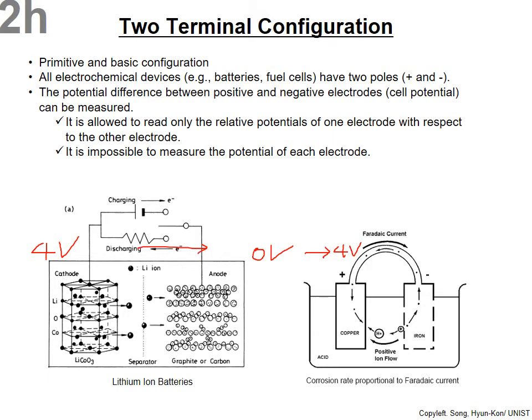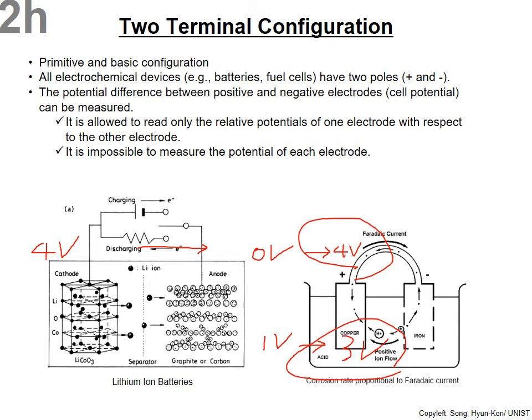However, in some circumstances, this anode or negative electrode goes to 1 volt. Then you will need 3 volt as the cell potential. So what you can read from your cell in this configuration is 4 volt and 3 volt. You don't have any idea about the potential of each electrode.